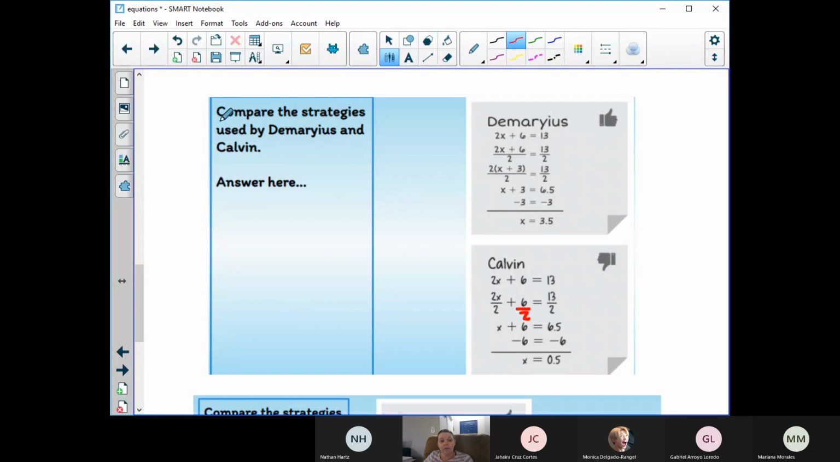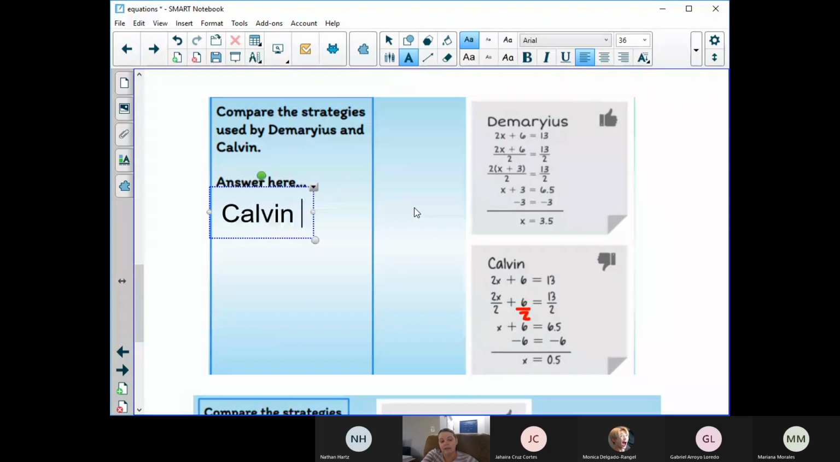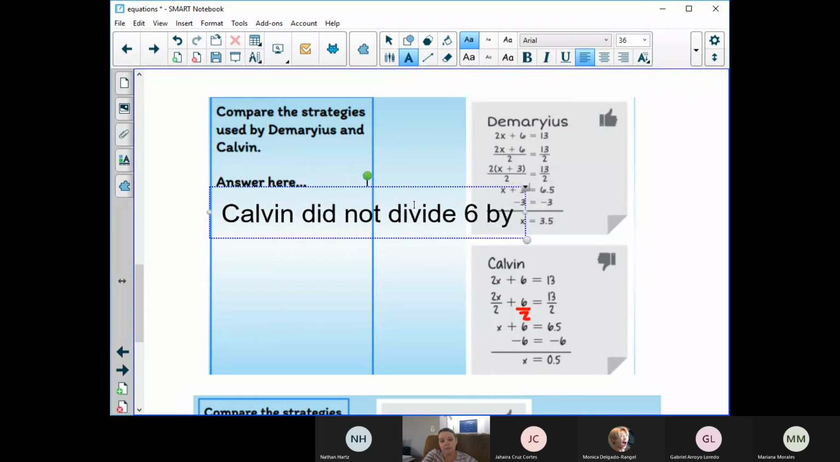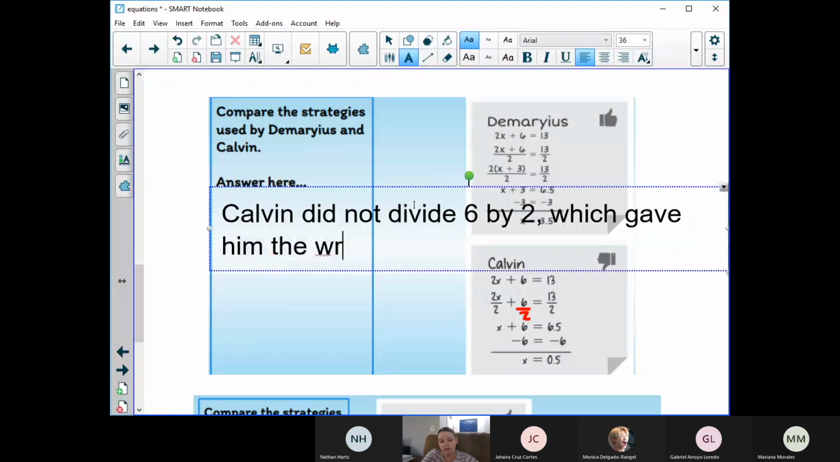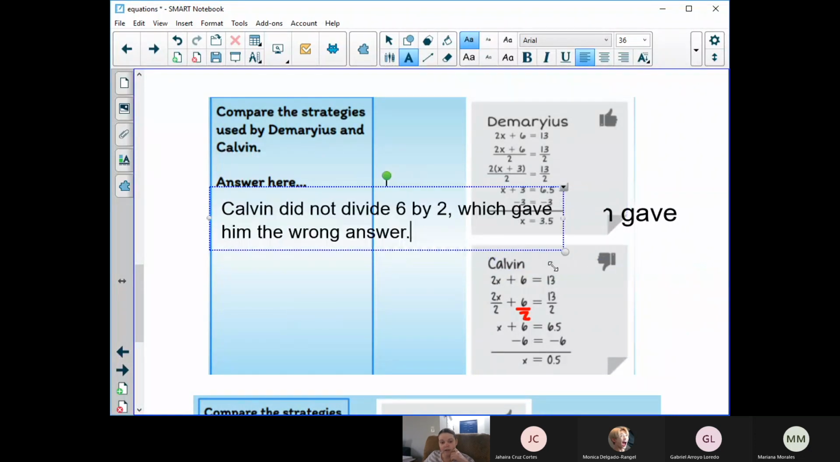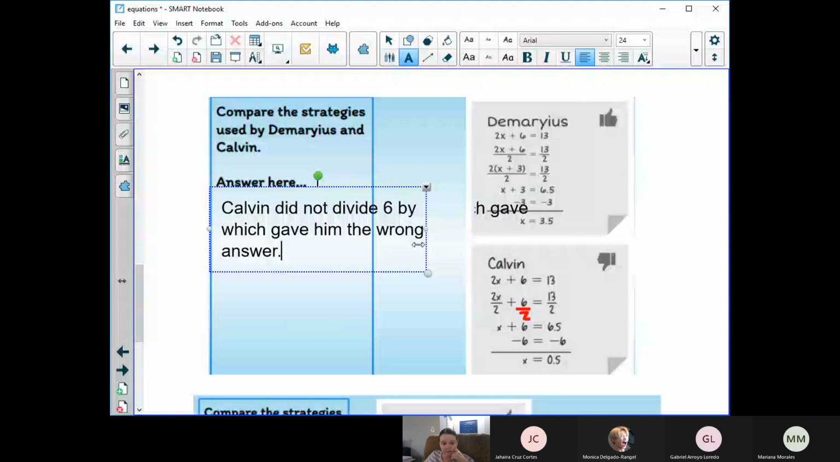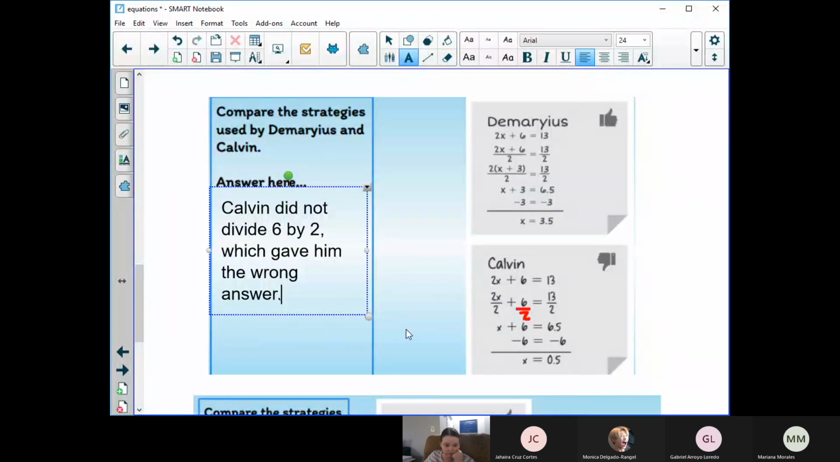Okay. So if we wanted to compare their strategies, we could say Calvin did not divide 6 by 2, which gave him the wrong answer. Okay. So where did he go wrong? He forgot to divide the 6 by 2.